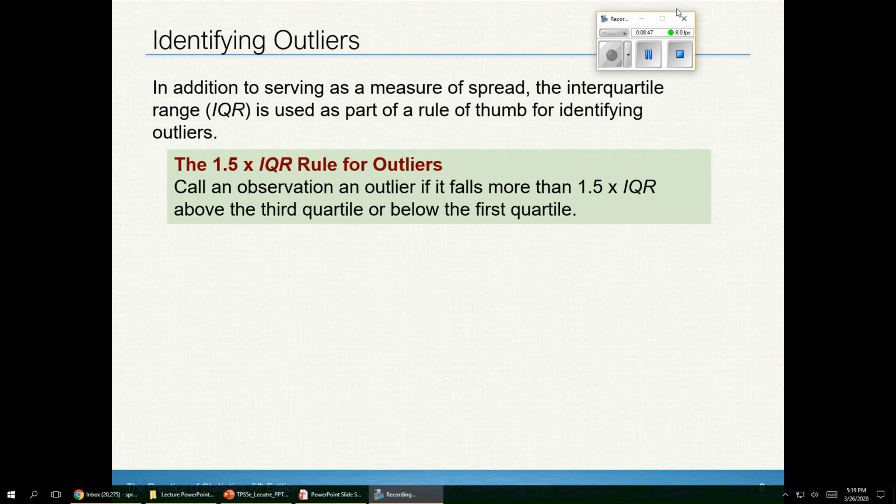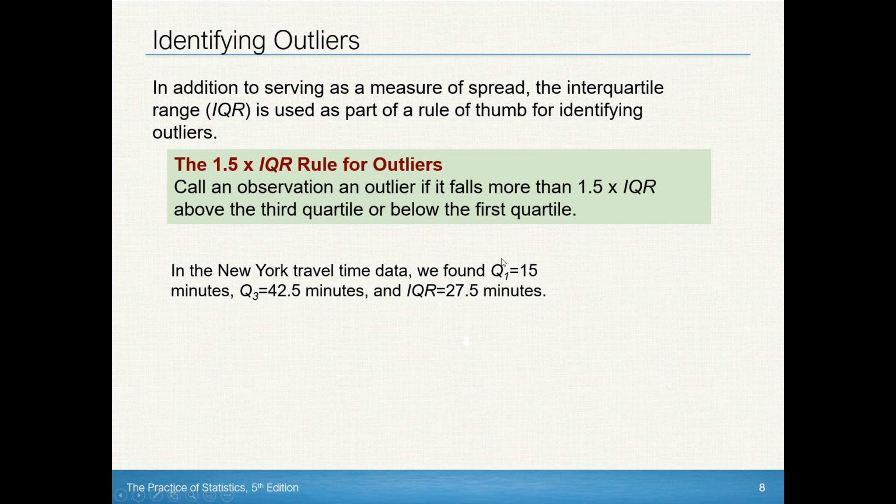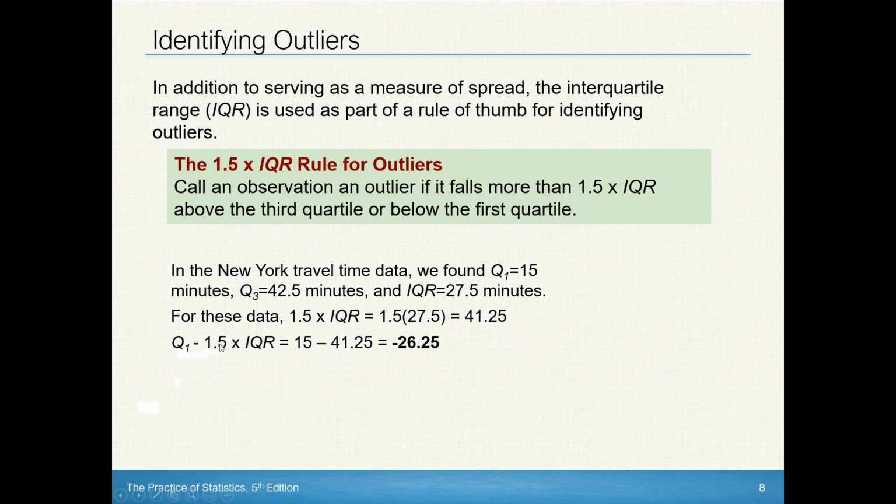So there's Professor Tukey's rule on 1.5 times IQR. So let's see what that means. For our New York travel data, we found the IQR was 27 and a half. If we take that number and multiply it by 1.5, we get this. Now take this 41.25 and go to the left of this number and to the right of that number. So go outside of my quartiles another 41.25: Q1 minus that 41.25 and Q3 plus that 41.25.